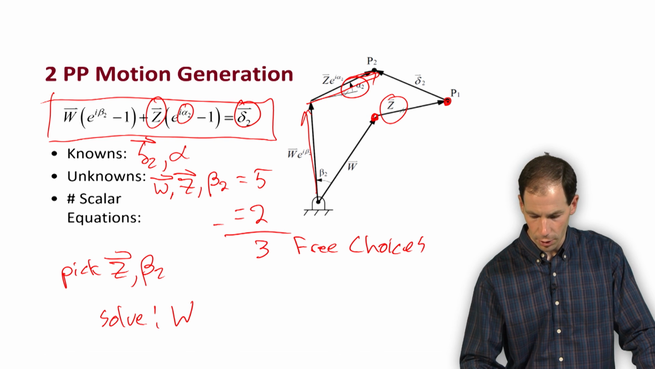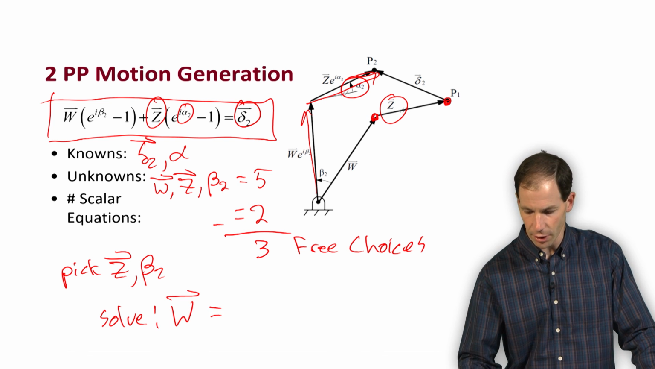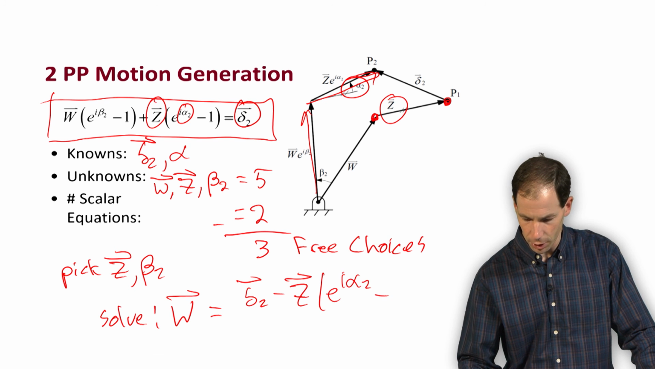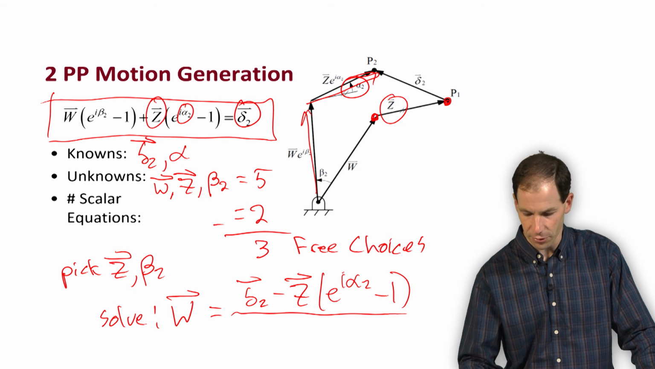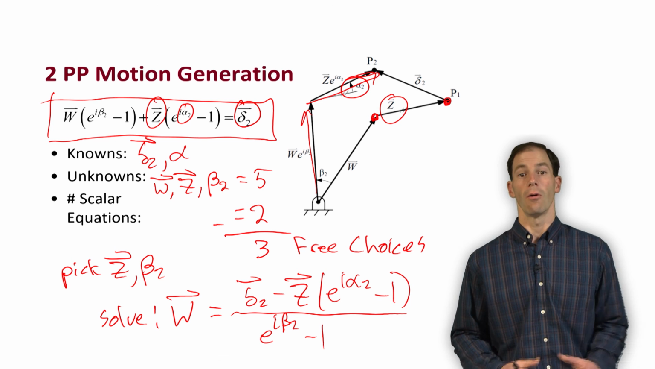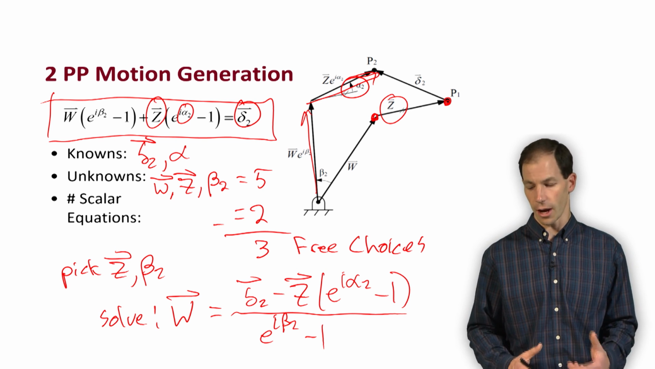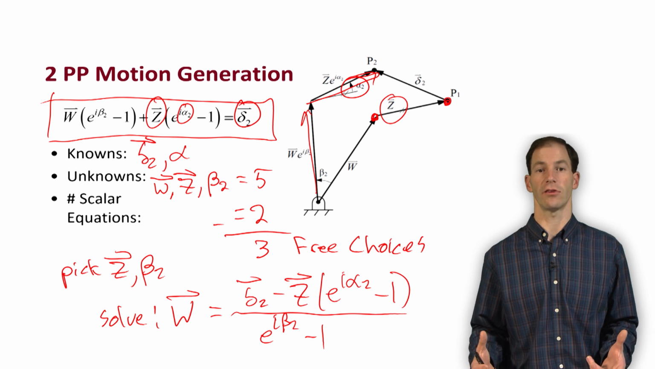And as I do so, I just simply rearrange that equation that I have on top, and I get my delta 2. I subtract the z times its rotation operator, e to the i alpha 2 minus 1, and then what's in parentheses multiplied by w I bring into the denominator, e to the i beta 2 minus 1. We know everything then on the right side of this equation. It's either prescribed or is a free choice. And then I can solve for w, and then I have a solution dyad.